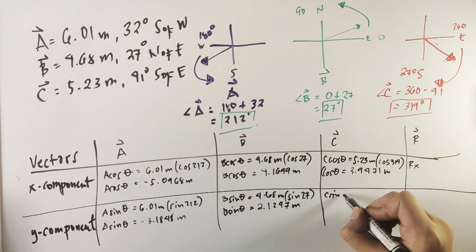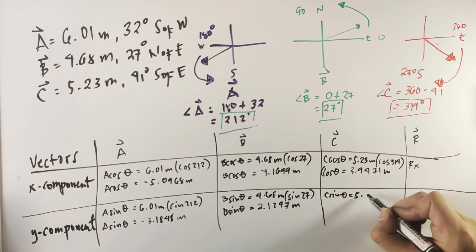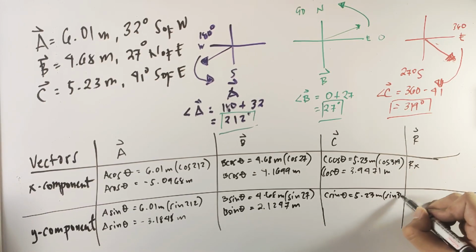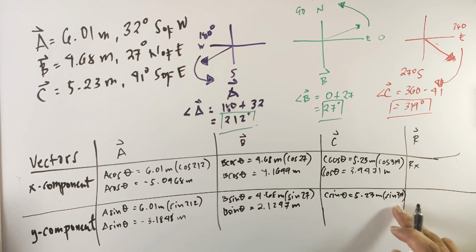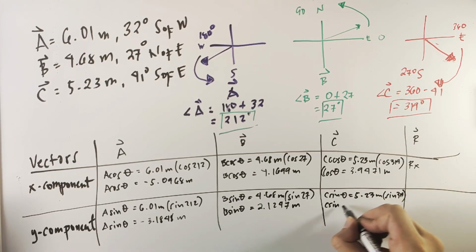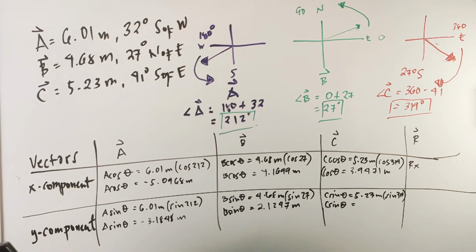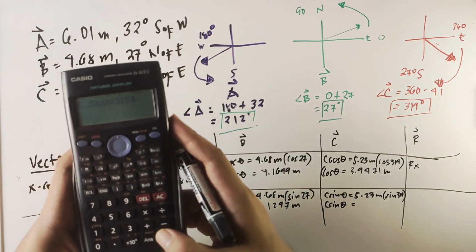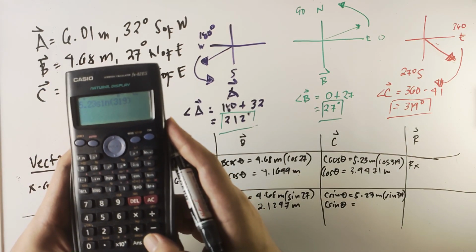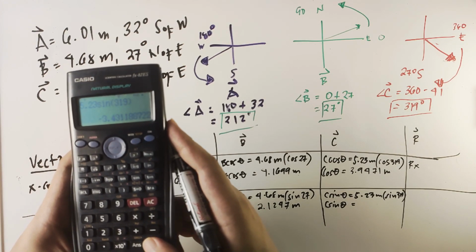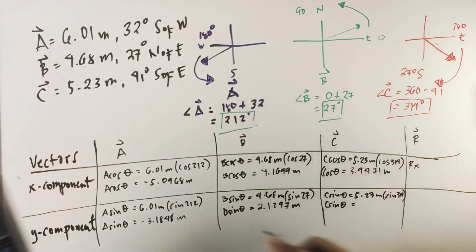Then for C sine theta, that's 5.23 meters sine 319. Okay, so this is the angle that you're going to use. So C sine theta, this is capital, is equal to 5.23 sine 319. Okay, so what's the answer? Negative 3.4312.